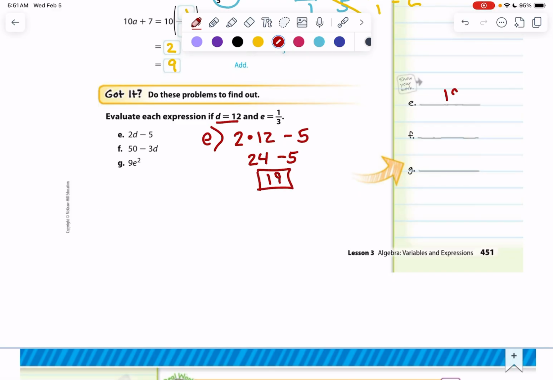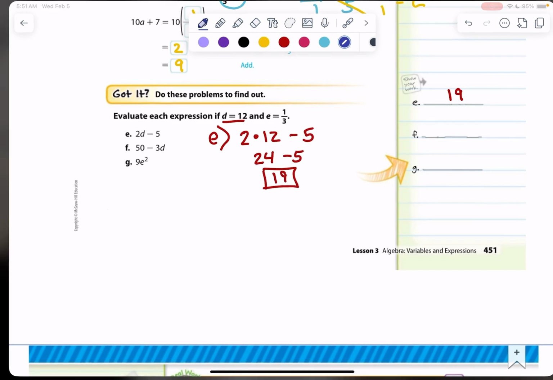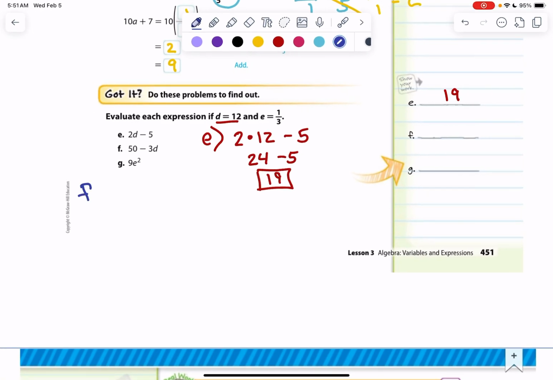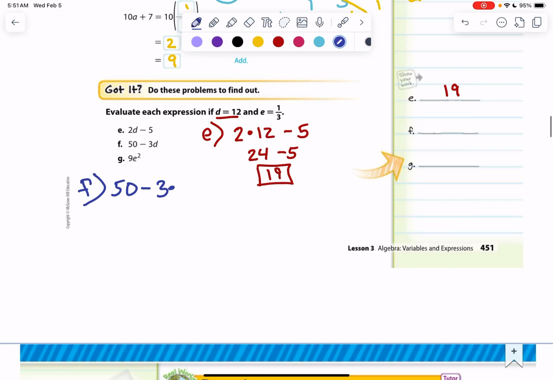Box my answer, 19. Let's switch colors here. Okay, so we have 50 minus 3 times whatever D is. So F: 50 take away 3 times D, and D is 12. Order of operations says multiply first. So we have 3 times 12, that's 36. So we have 50 take away 36.